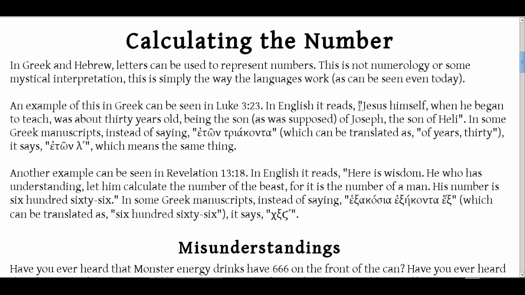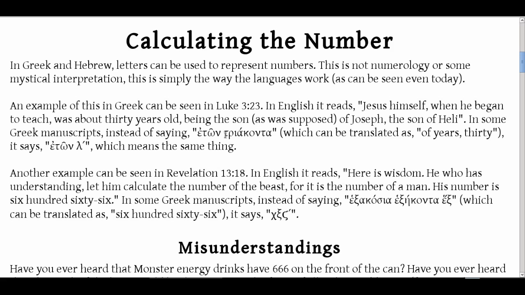In English, it reads, "Jesus himself, when he began to teach, was about 30 years old, being the son, as was supposed, of Joseph, the son of Heli." In some Greek manuscripts, instead of saying eton triakonta, which can be translated as "of years 30," it says eton lambda, which means the same thing.